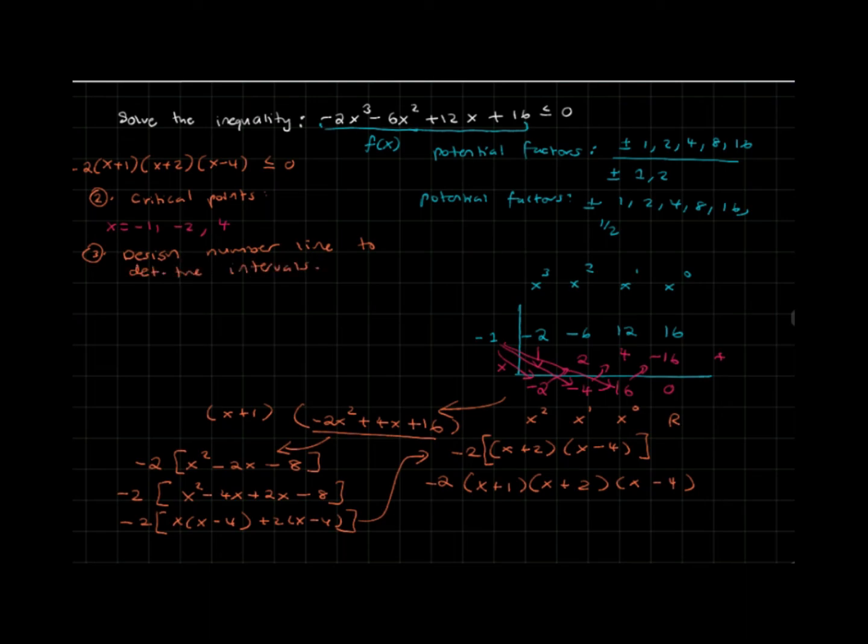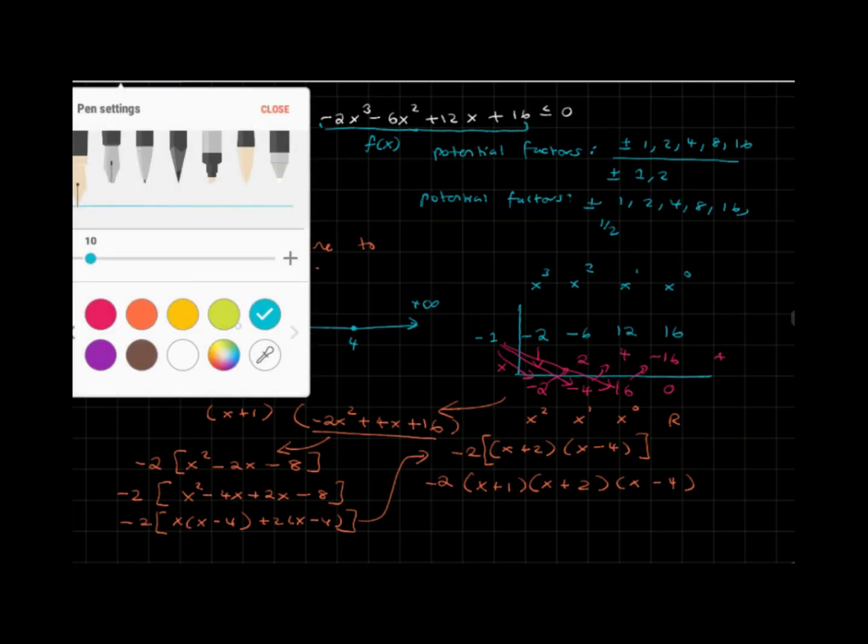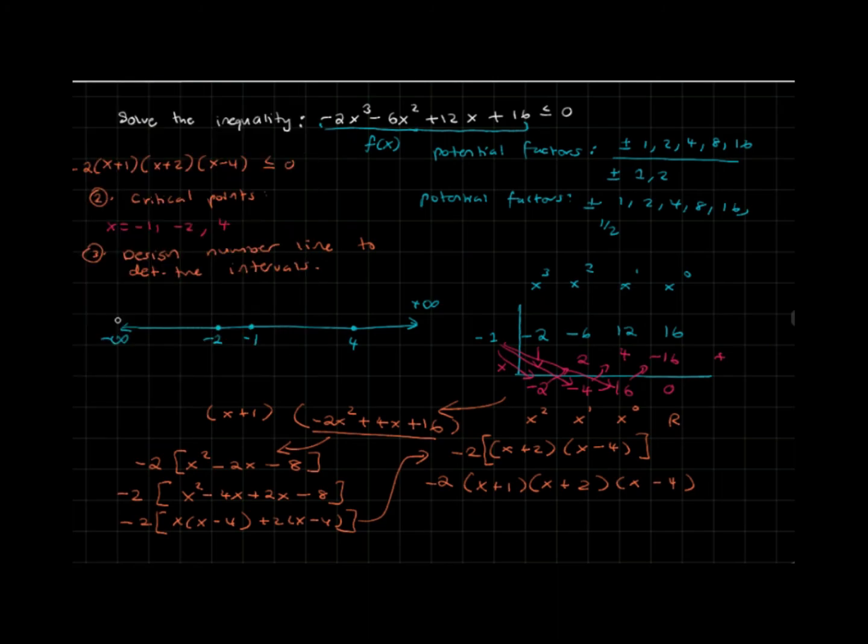Right, so we need to determine our intervals before we actually design our table of intervals. To do that, I'm going to design my number line, which is this. Because it's less than or equal to 0, it's going to be inclusive of the critical points. So this is negative infinity. This is negative 2, negative 1, positive 4, and positive infinity. And then using my critical points, I can figure out what the intervals are.